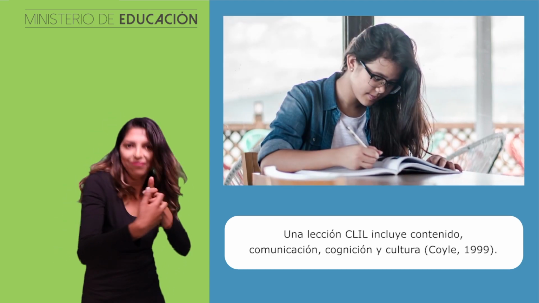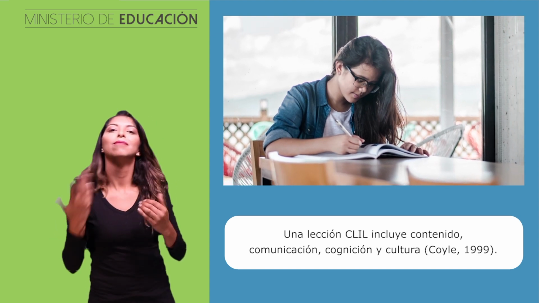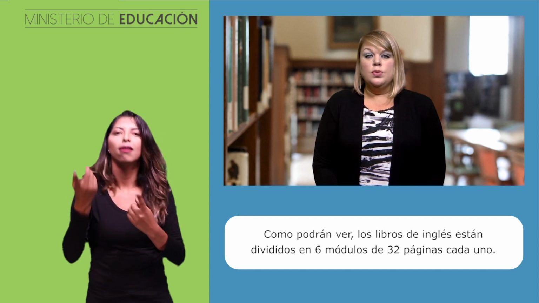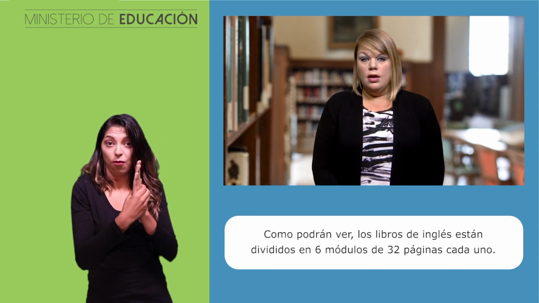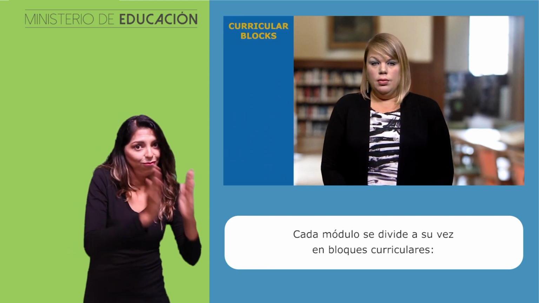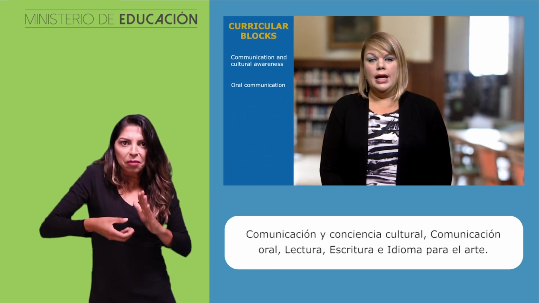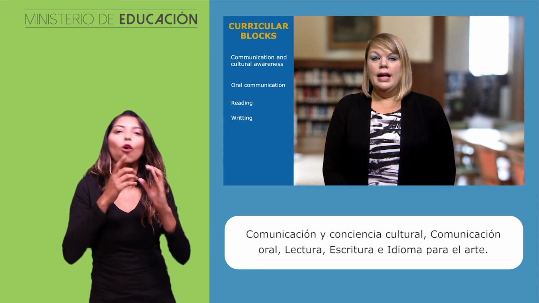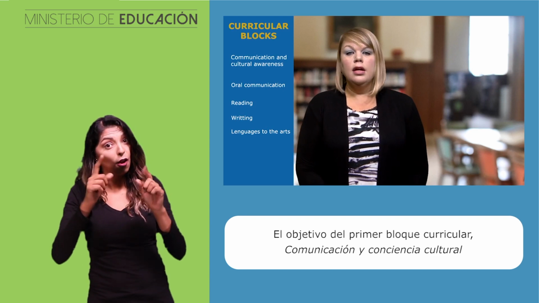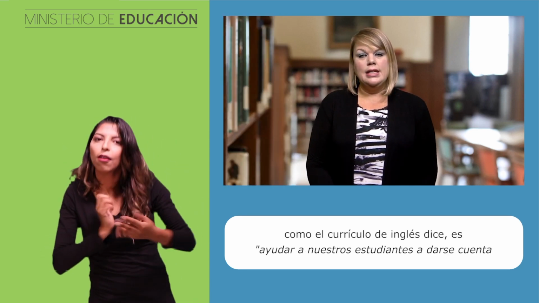A CLIL lesson incorporates content, communication, cognition, and culture. Coyle, 1999. You will see that the English books are divided into 6 modules of 32 pages each. Each module is further divided into curricular threads: communication and cultural awareness, oral communication, reading, writing, and language through the arts.